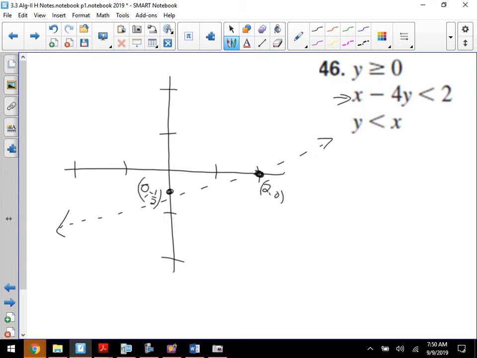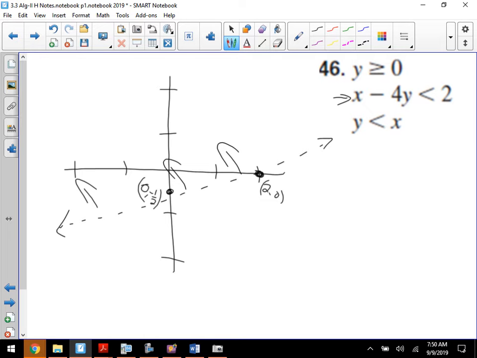Okay. Did it go through the origin? It came close, but it didn't go through it. So I use that 0, 0 as the test point. So what's 0 minus 0? Is that smaller than 2? Yes. So I'm shading towards the origin. Okay. Y is greater than or equal to 0.